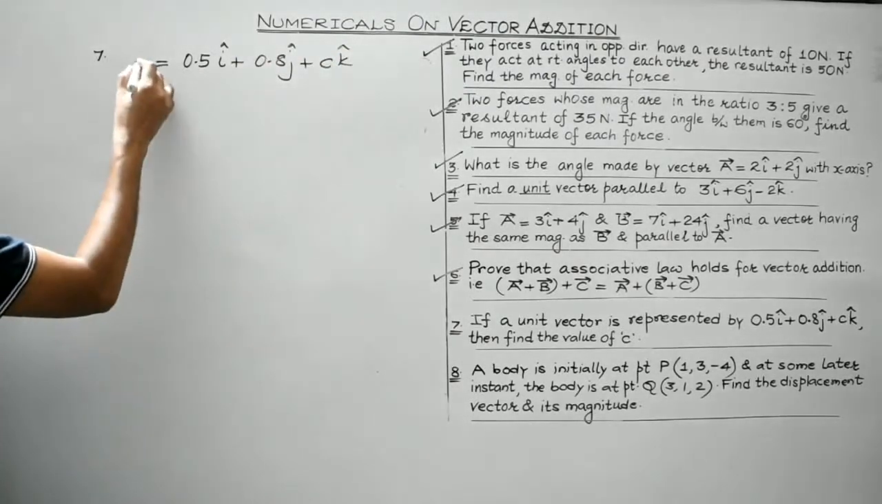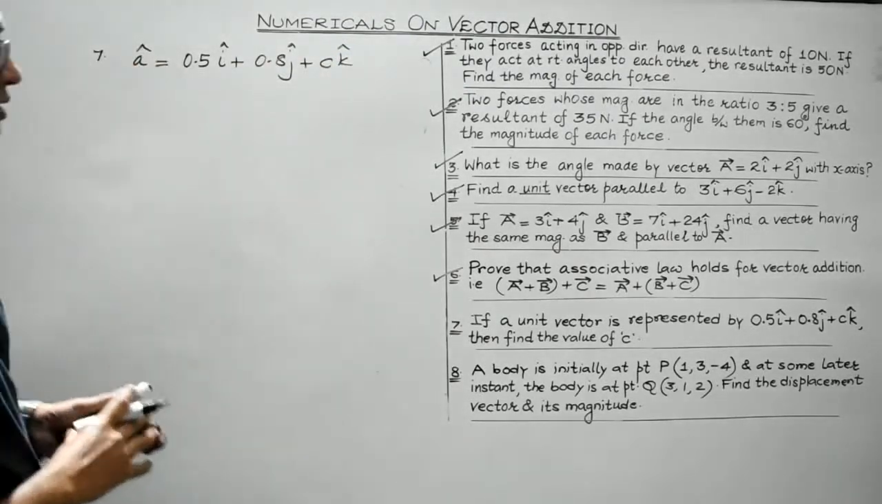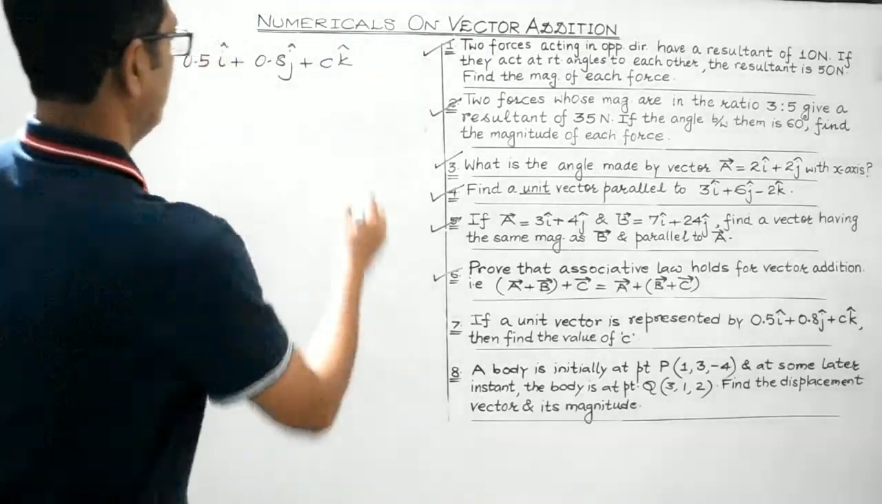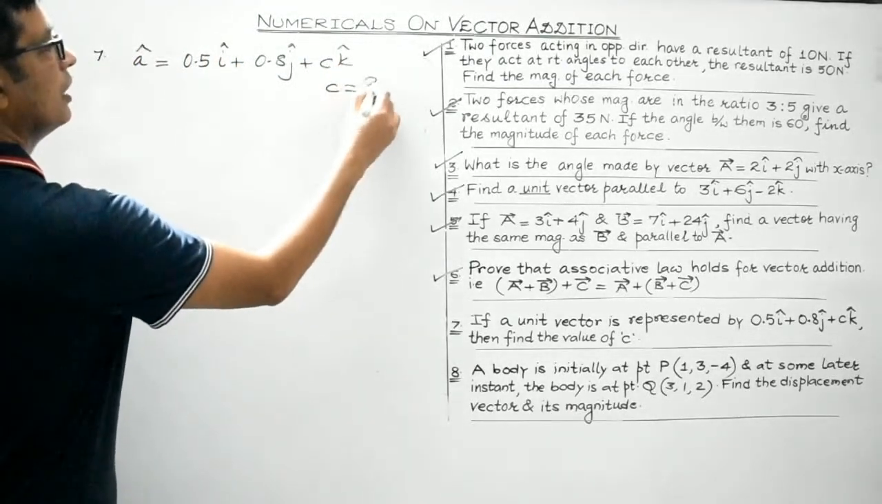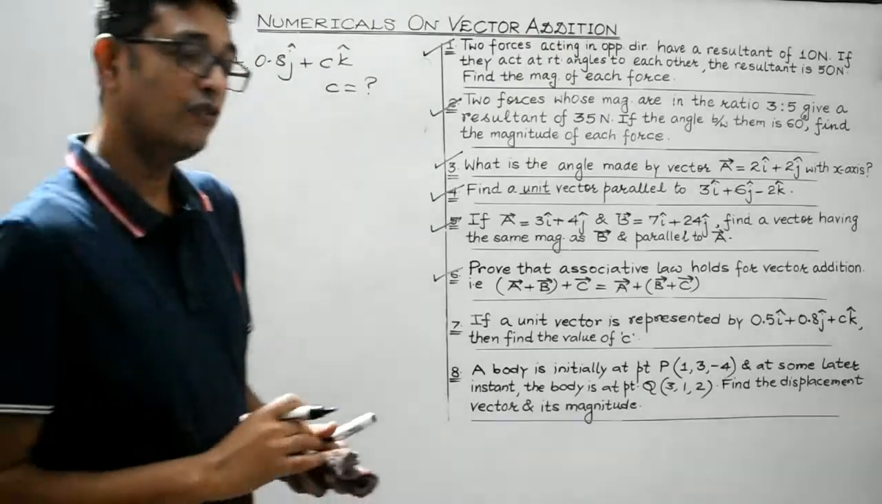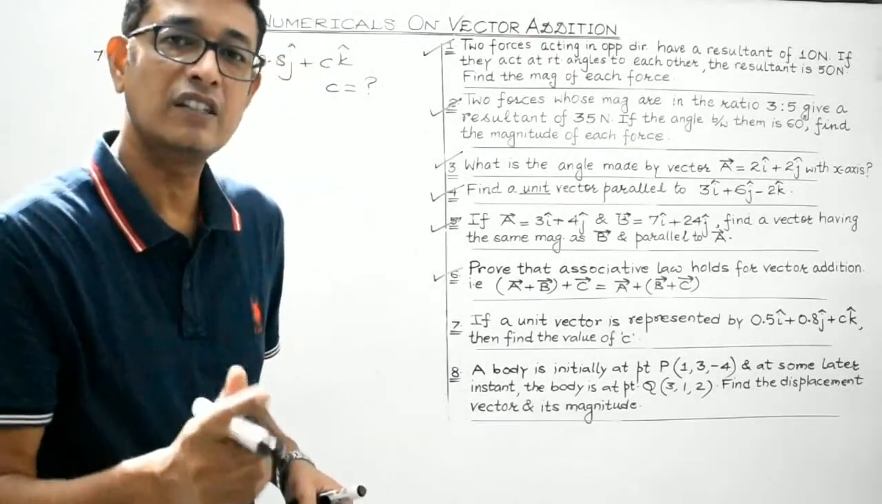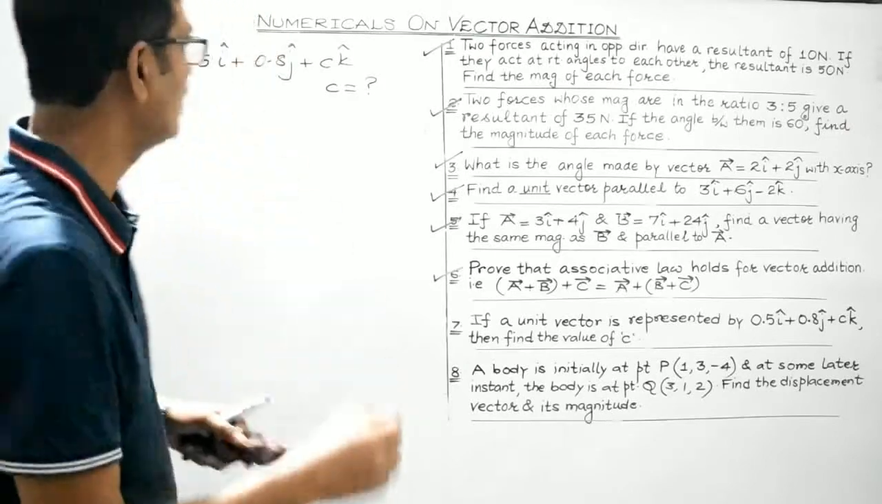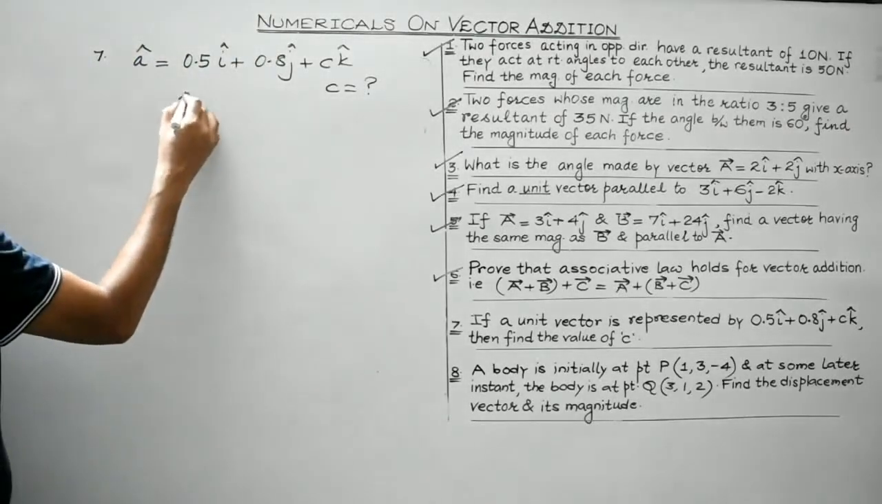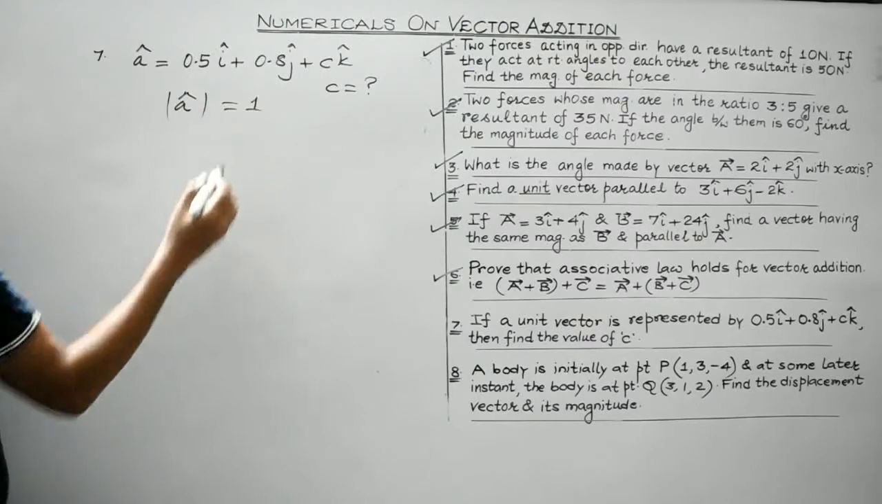Suppose it is a cap. This is the unit vector. Find the value of c. We are supposed to determine the value of c. So here we will make use of the very fact that the magnitude of a unit vector is always unity, that is 1. So since it is a unit vector, its magnitude would be equal to 1.